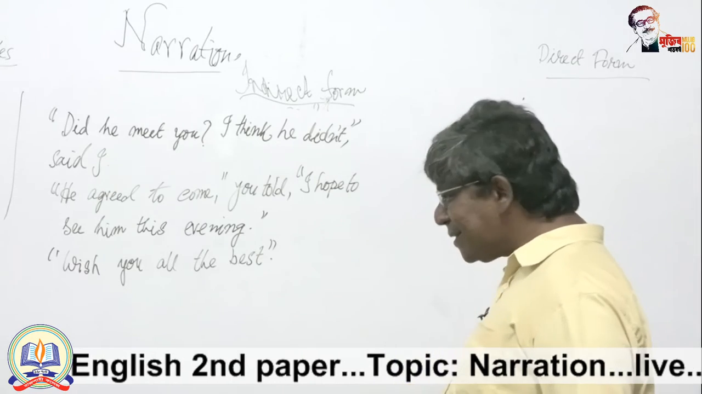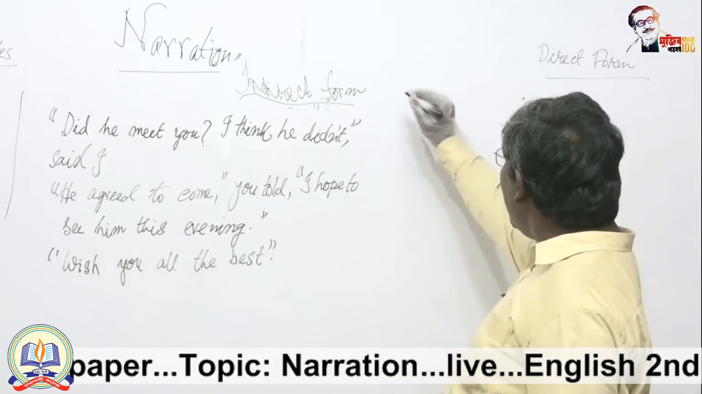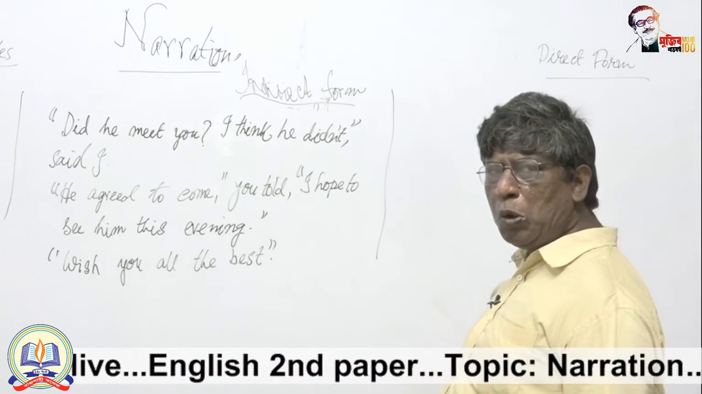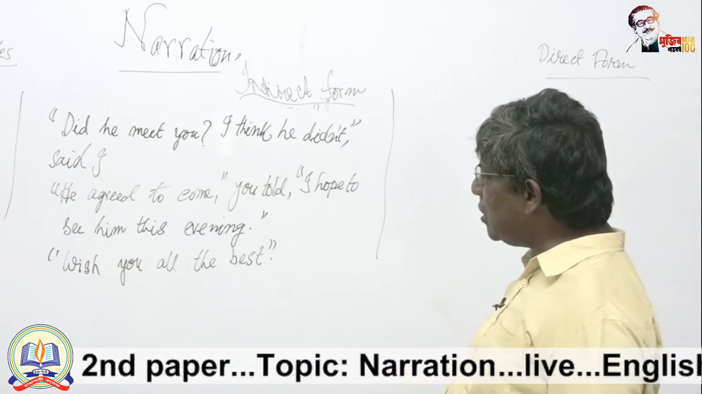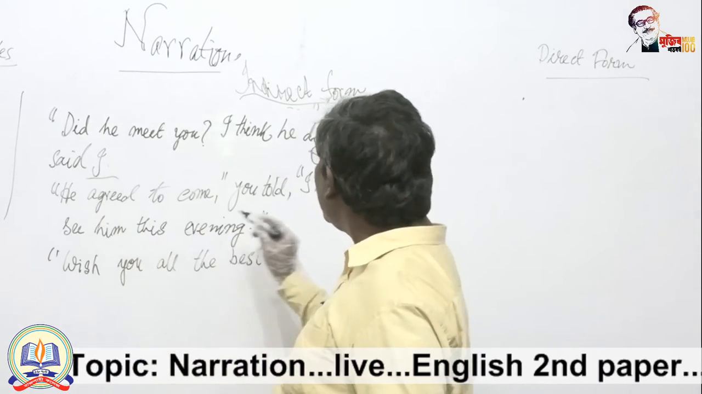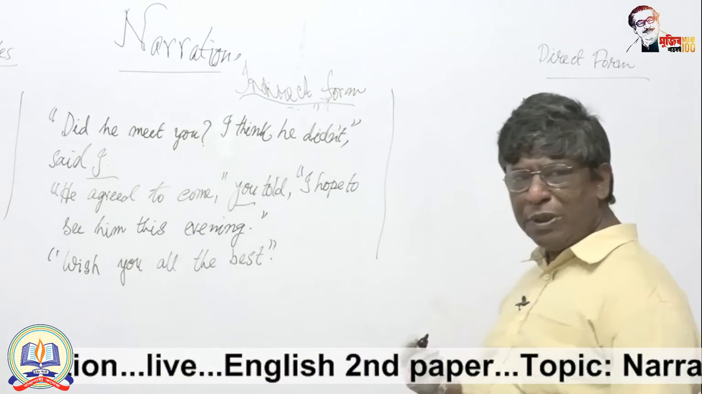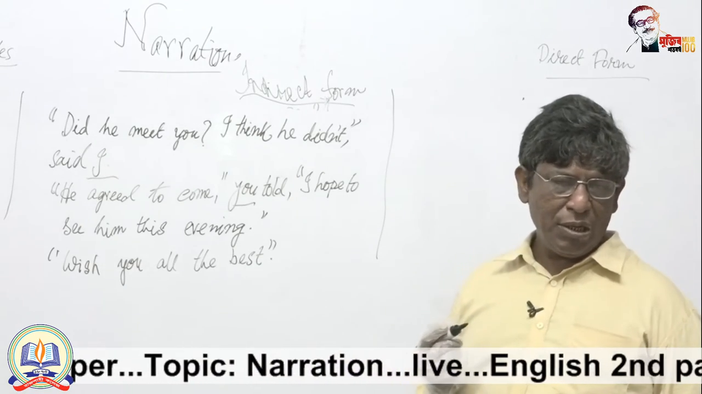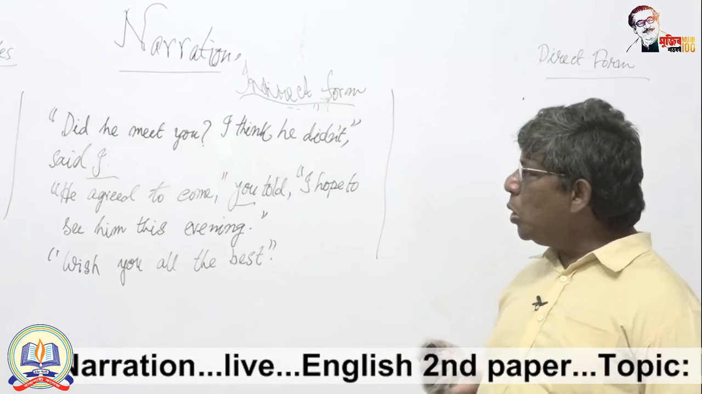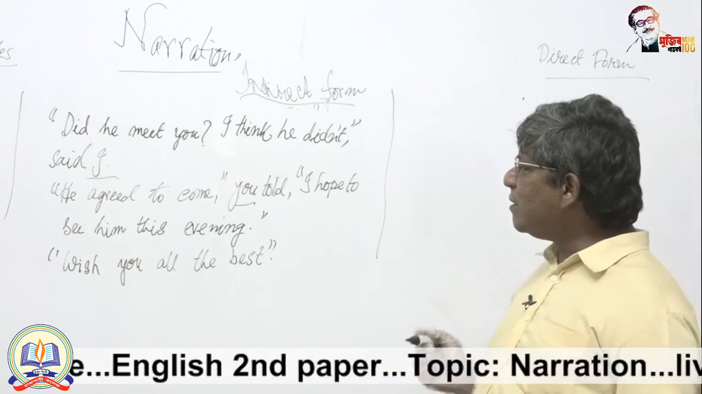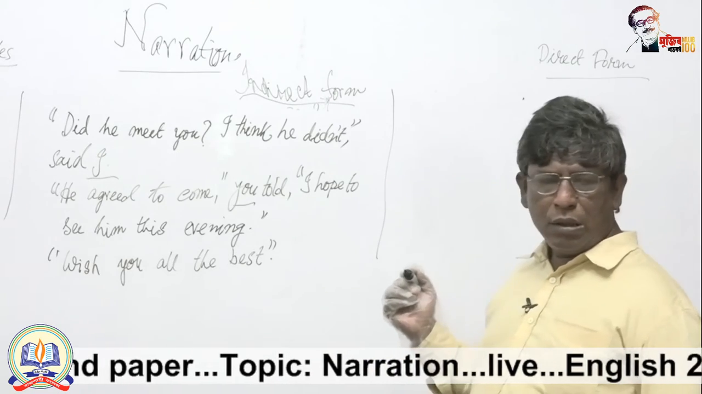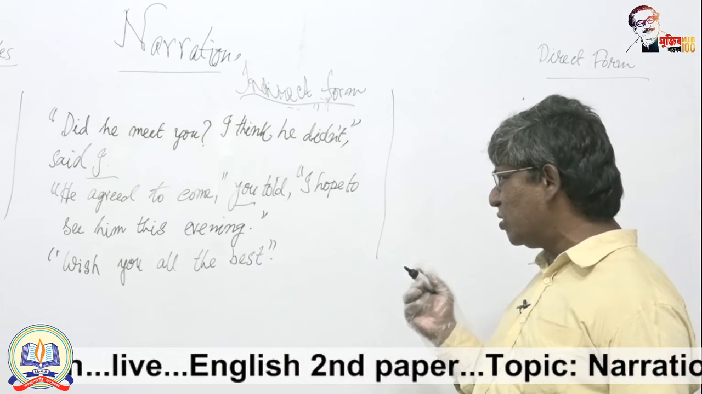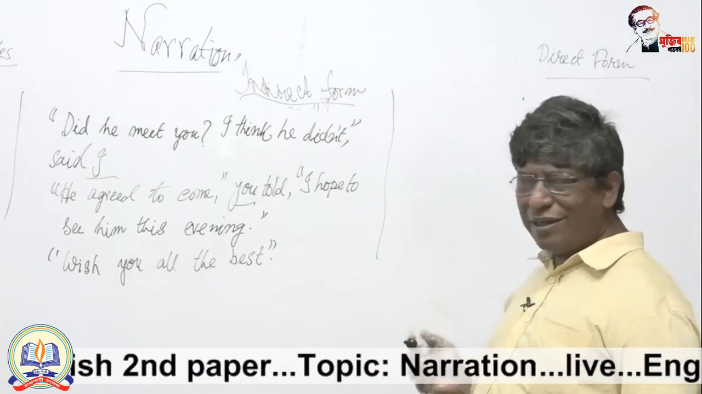Well, in this example, we have 3 speeches and we have 2 persons involved in the conversation. One is I and the other one is you. The conversation is initiated by I. So, we will make the speech of the first speaker, or the initiator speaker, or I, in the direct form.